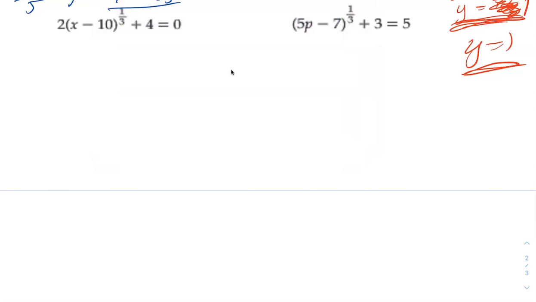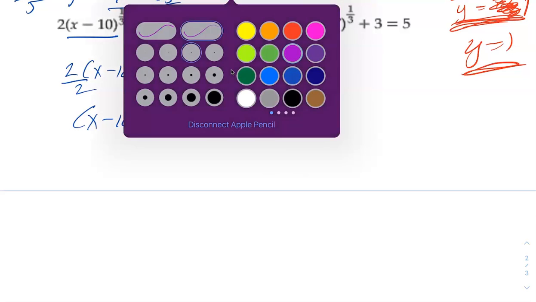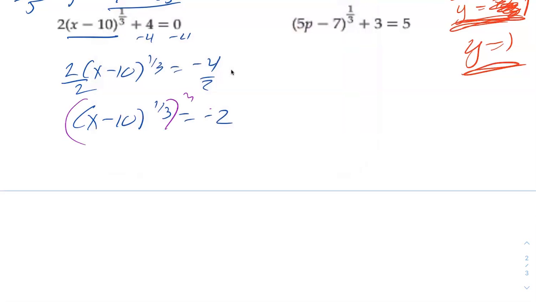So, last couple. Remember, you want to get this by itself, so let's subtract 4. So you get 2x minus 10 to the 1/3 equals negative 4. Divide by 2. x minus 10 to the 1/3 equals negative 2. And then I've got to get rid of the power. So cube both sides. x minus 10 equals negative 8. Add 10. x equals 2.